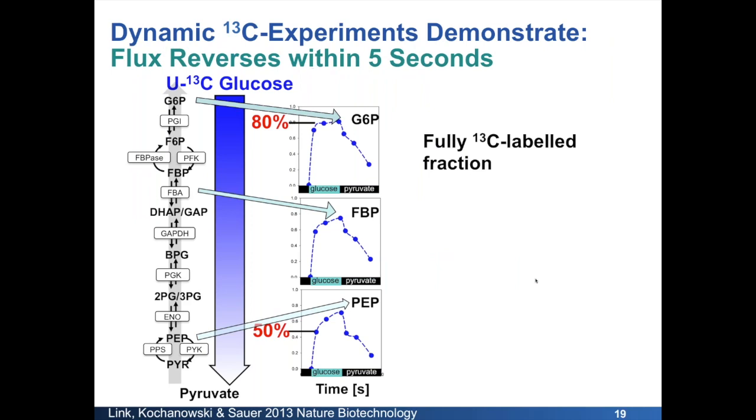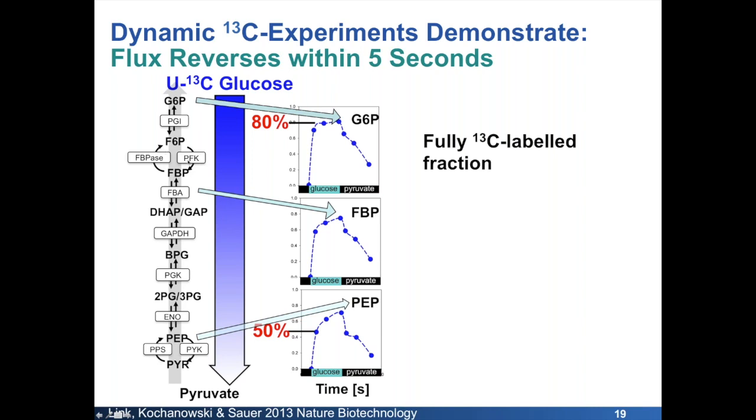And the first question is, does E. coli actually know what's happening? Can it respond? Can glycolysis respond so fast? And for that, we use a special trick. We use isotopic tracers for our metabolomics experiments.